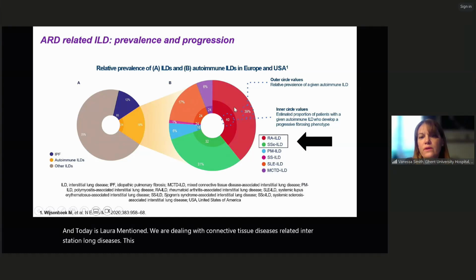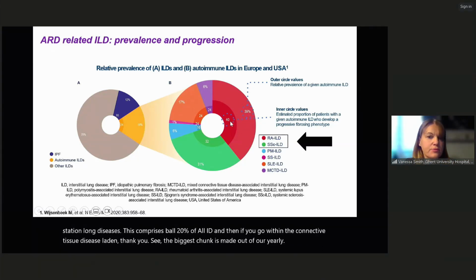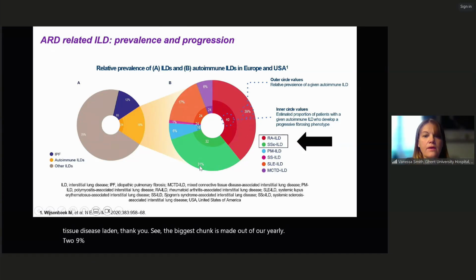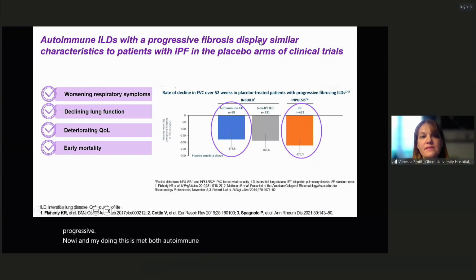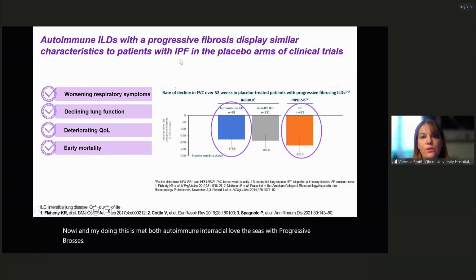Within the connective tissue disease related group, the biggest chunk is made out of RA ILD, 39%, of which 40% is progressive. The next biggest chunk is systemic sclerosis related ILD, of which 32% is progressive. Now, why am I doing this intermezzo? Well, autoimmune interstitial lung disease with a progressive fibrosis displays similar characteristics to patients with IPF.